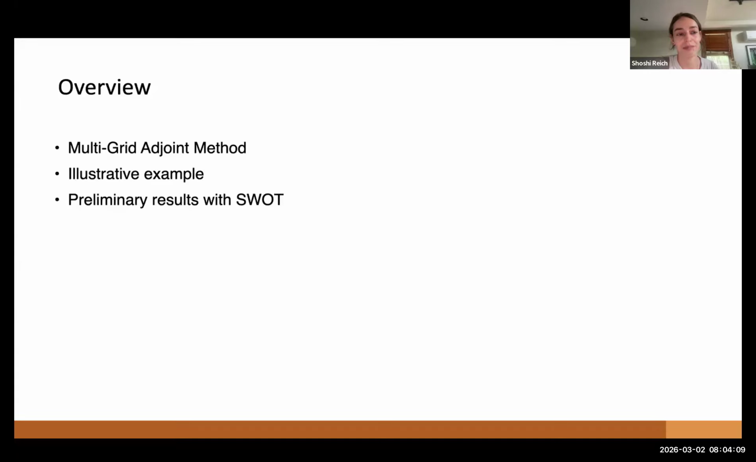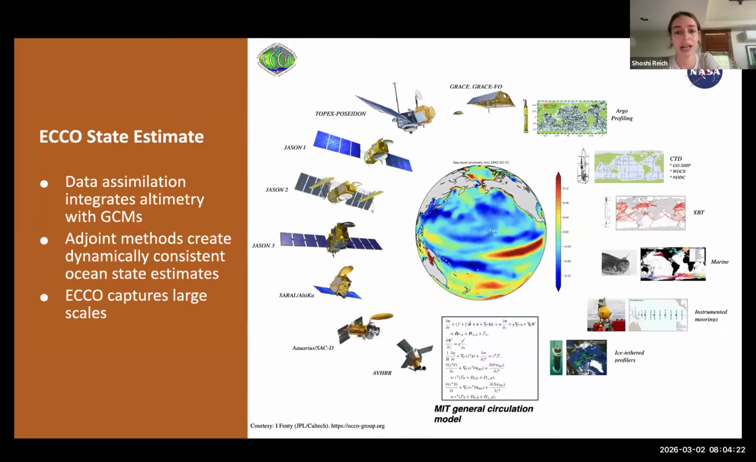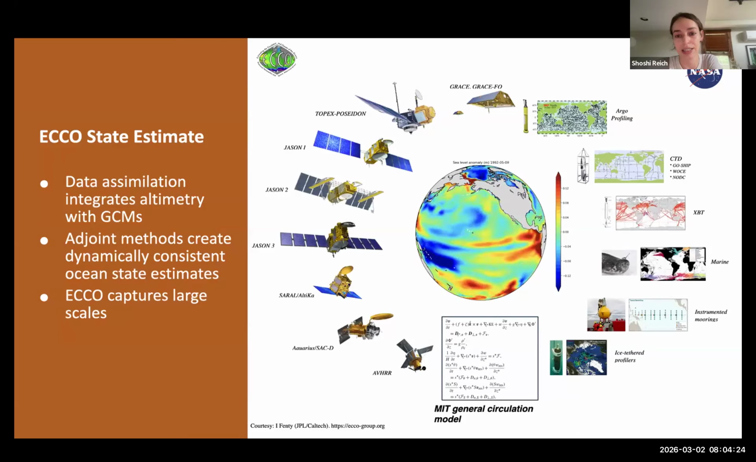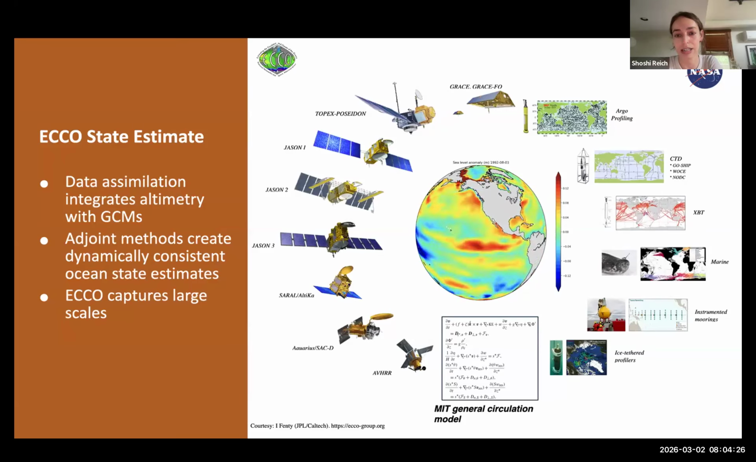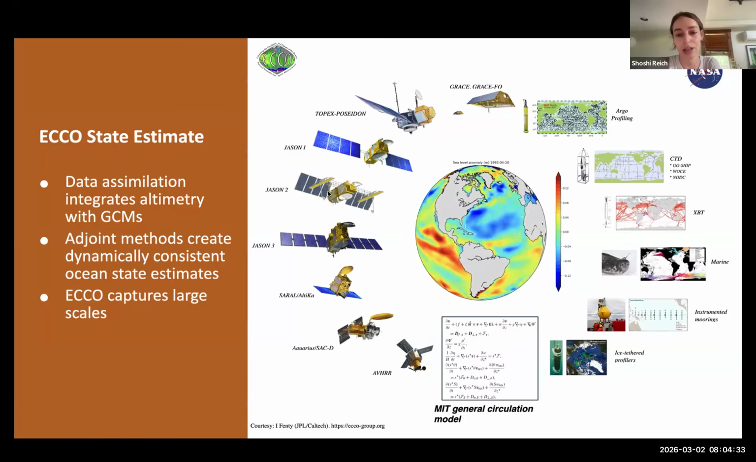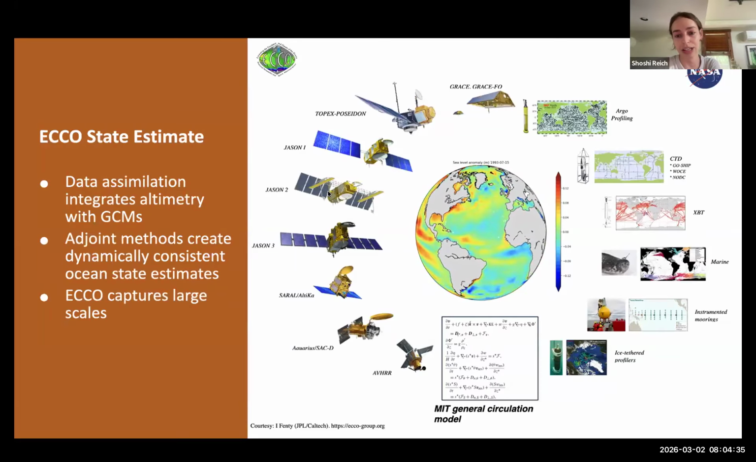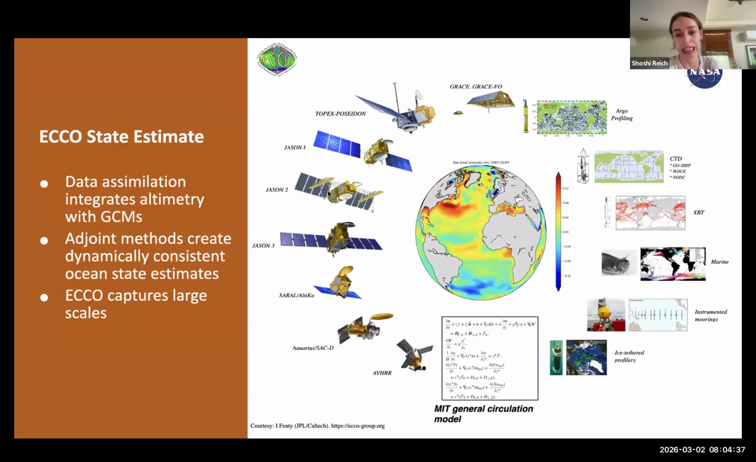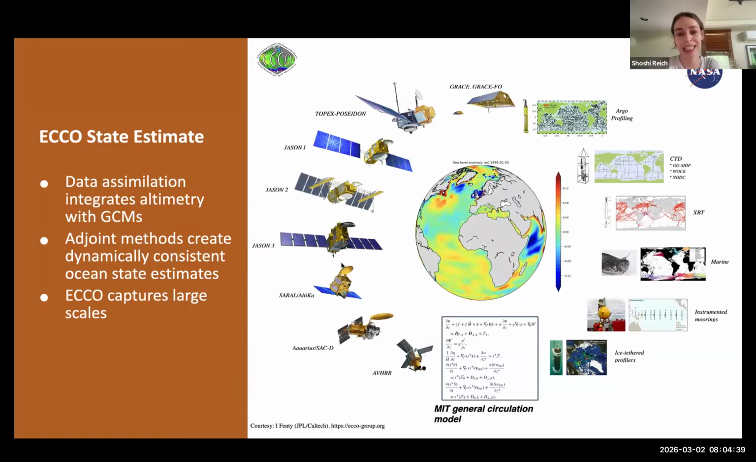I'll talk first a little bit about what the multi-grid adjoint method is, show a small illustrative example of how it works, and then some very preliminary results with SWOT data at the end. For those of you familiar with the ECCO state estimate, this is the basis for our work here. ECCO assimilates all sorts of observations, including nadir altimetry, with a general circulation model using adjoint methods to get these dynamically consistent ocean state estimates.